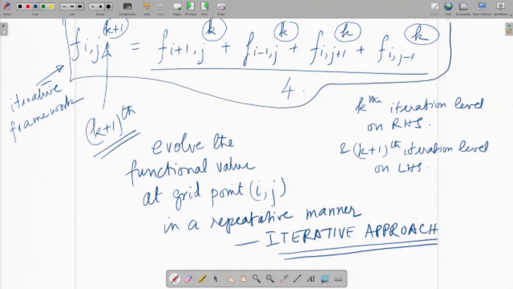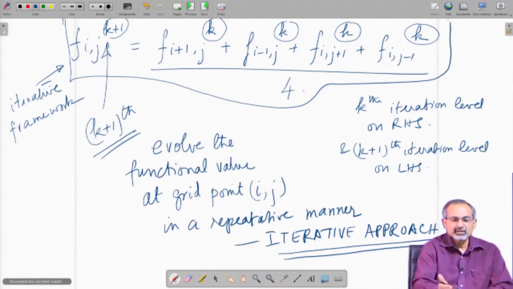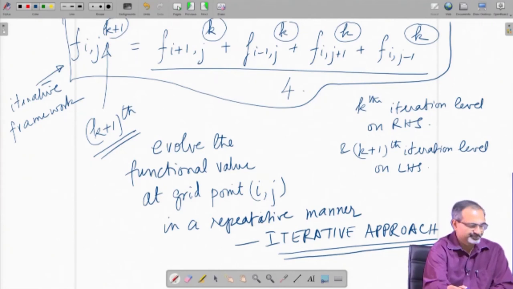And as you keep applying it to different grid points, you are essentially changing the values of i and j, and therefore, the moment you change the value of i and j, you are sweeping through all the interior grid points and therefore, updating their values or evolving their values continuously as you move from one iteration level to the other. So, this is the essence of the approach.